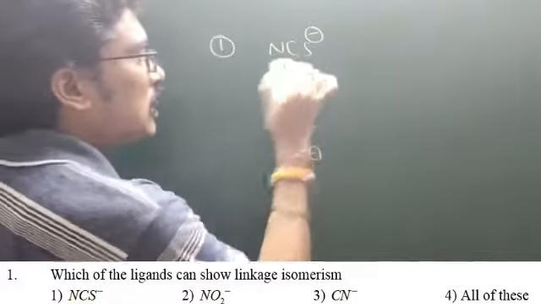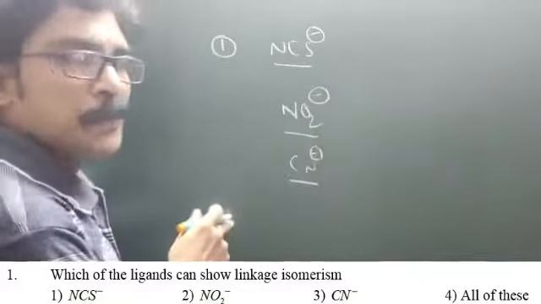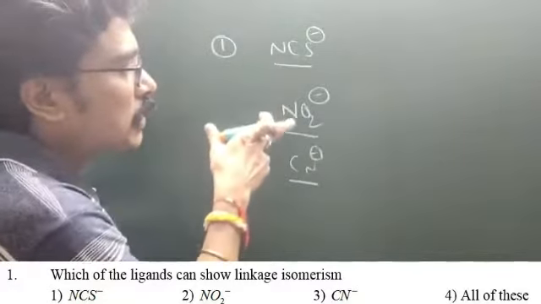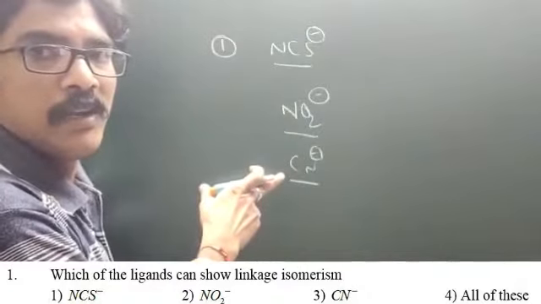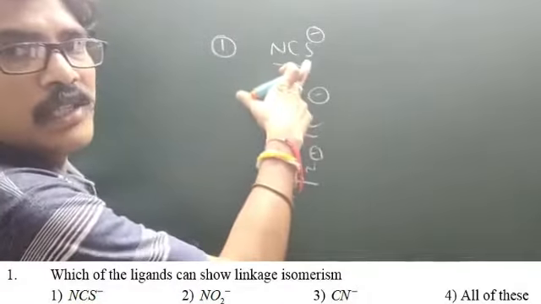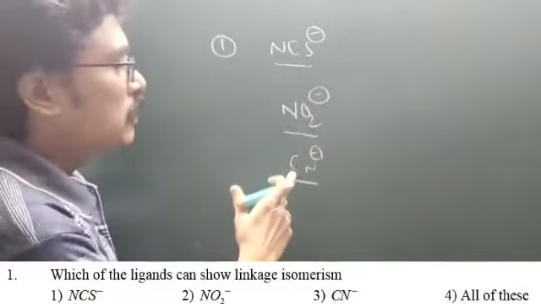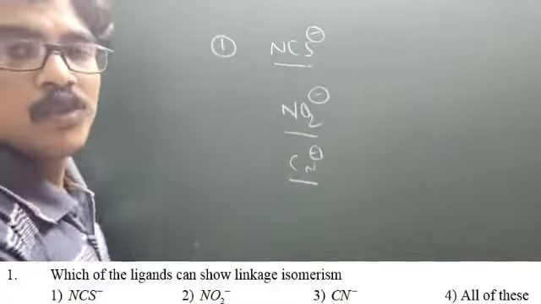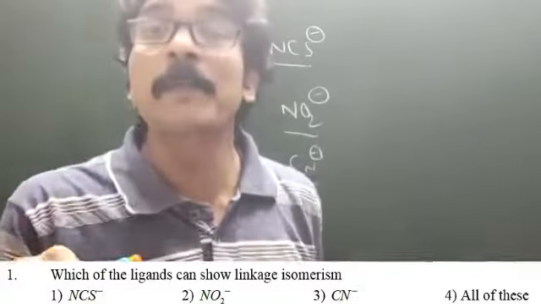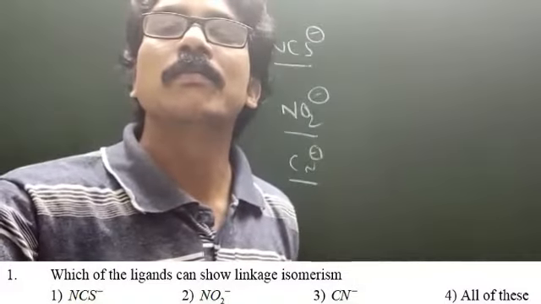Yes, NCS minus, NO2 minus and Cl minus. In these three options, all these three ligands act as ambidentate ligands. A ligand which contains two donating sites. S is the donating site and also N. O is the donating site and also N. C is the donating site and also N. So the complexes which contain ambidentate ligands can show linkage isomerism.